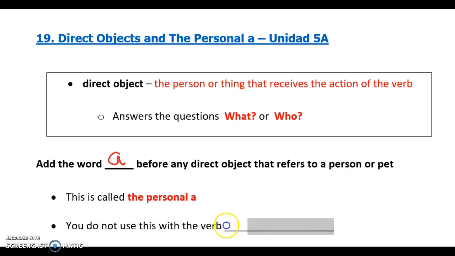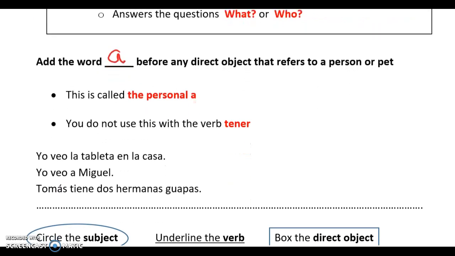It's somebody. All right, so we do not, however, use this personal a with a specific verb, and the verb just happens to be the verb we've been talking about recently, tener. So you don't use it after tener. You use it after every other verb. So you can have a cousin, tengo un primo, and you don't have to add the personal a. But before we do that, let's talk a little bit more about direct objects themselves.